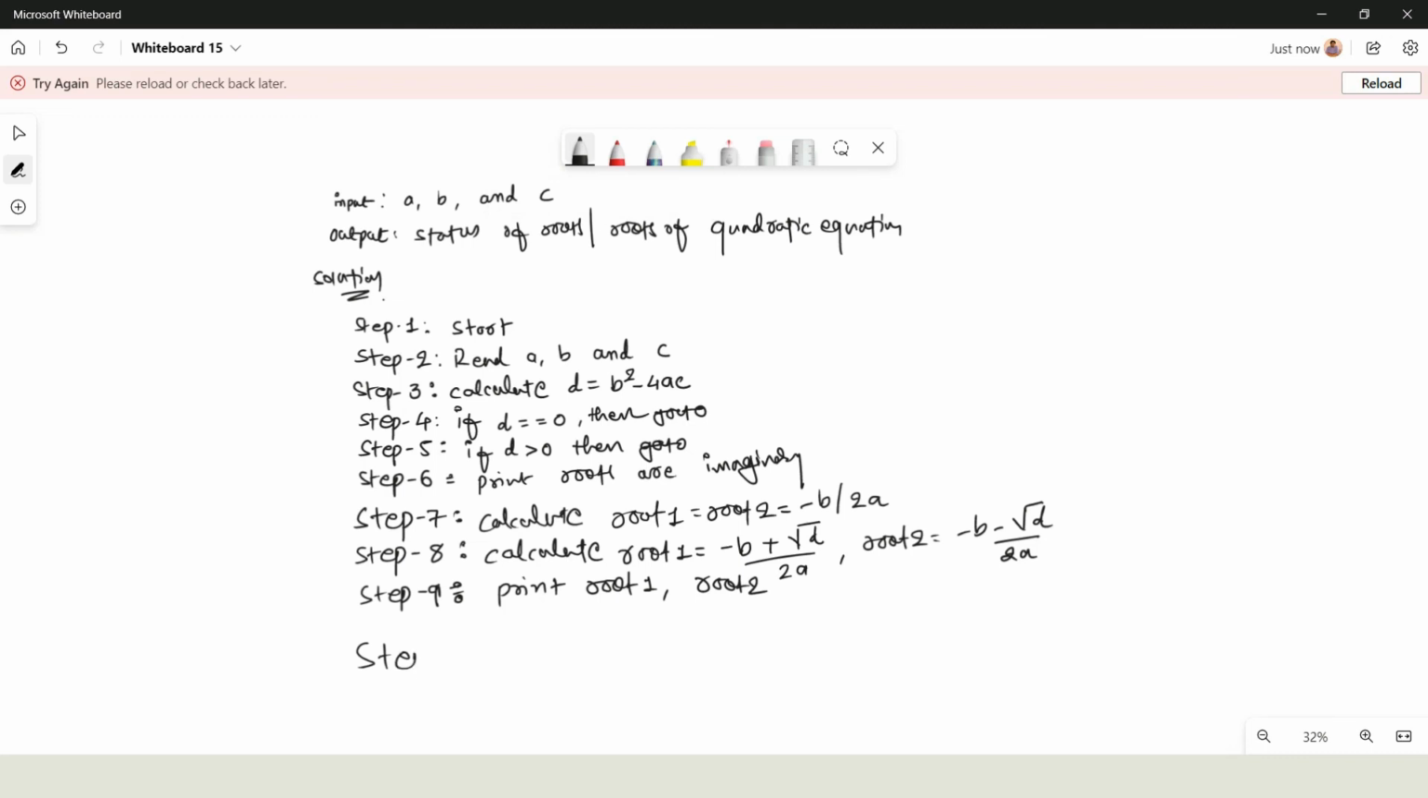Then step 10, stop. If d equal to 0, then go to step number 7. If d is greater than 0, then go to step 8. Roots are imaginary, we have already displayed the results of roots, then directly we go to step number 10.